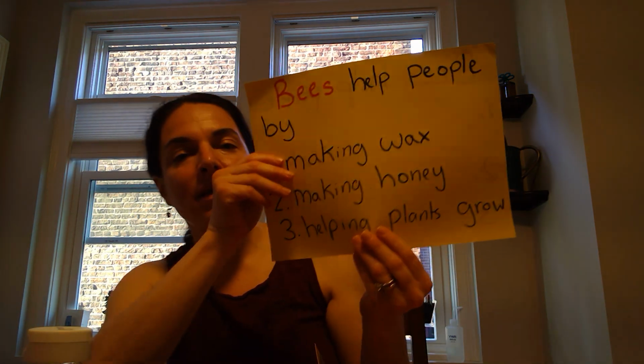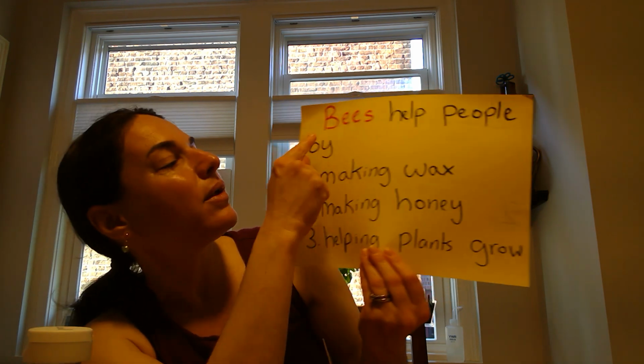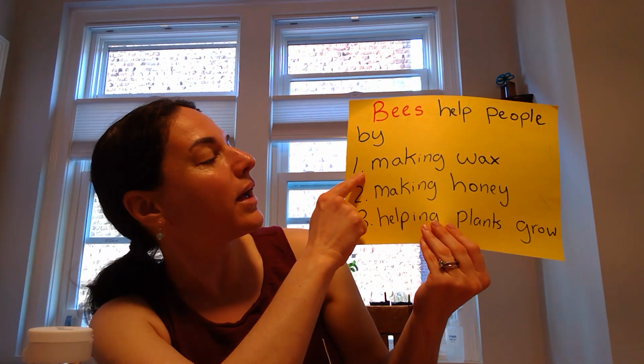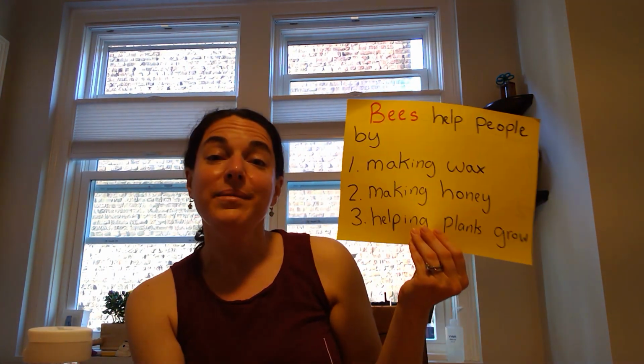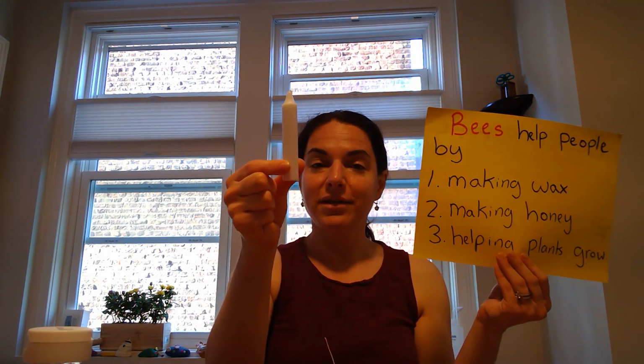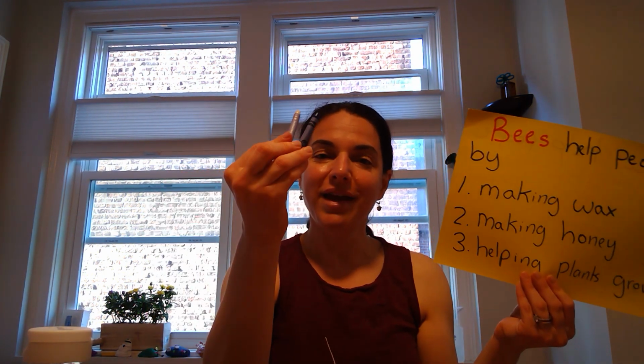So let's review what we learned about bees and how bees help people. To help me organize my thinking, I made a list. I wrote, bees help people by 1, making wax. And wax we use to make different items. For example, we use wax to make candles, soap, and we also use wax to make crayons.